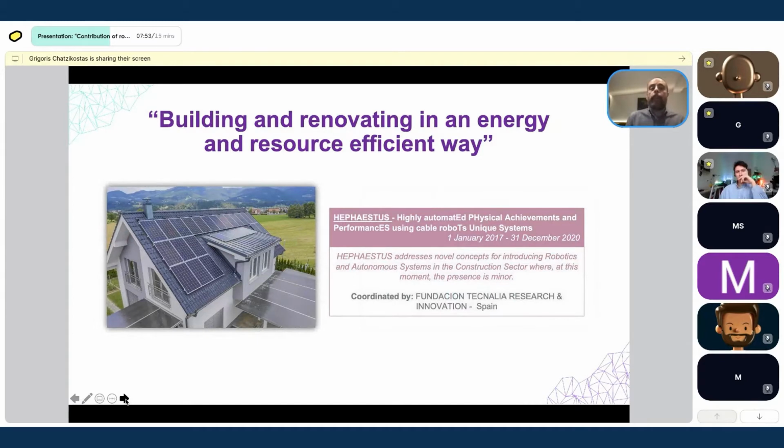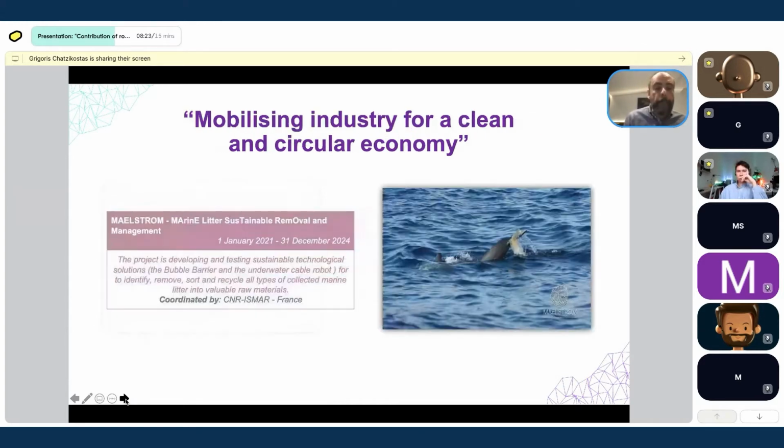Then, when it comes to building and renovating in an energy and resource efficient way, there are lots of opportunities in the construction sector. For example, this project about cable robot unique systems, cable robots for the building sector. This is also very important because the presence of robotics in the construction sector has not been adequate so far. This was coordinated by Tecnalia in Spain.